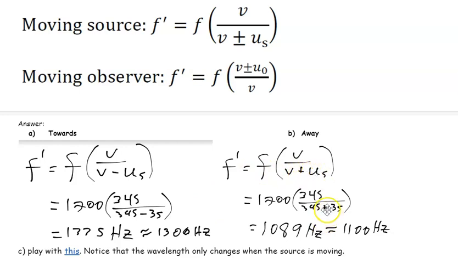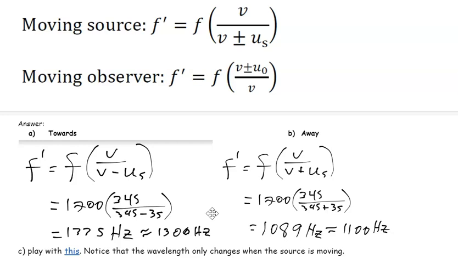This is when it's going away from you. You put the plus 35. And it looks like it drops down to about 1100 hertz. So high to low as it goes by you. What's happening as it goes by you is more complicated, and we have to look at the component of the velocity that's going towards you. And that could make a good IA or something, but it's not actually in the curriculum.